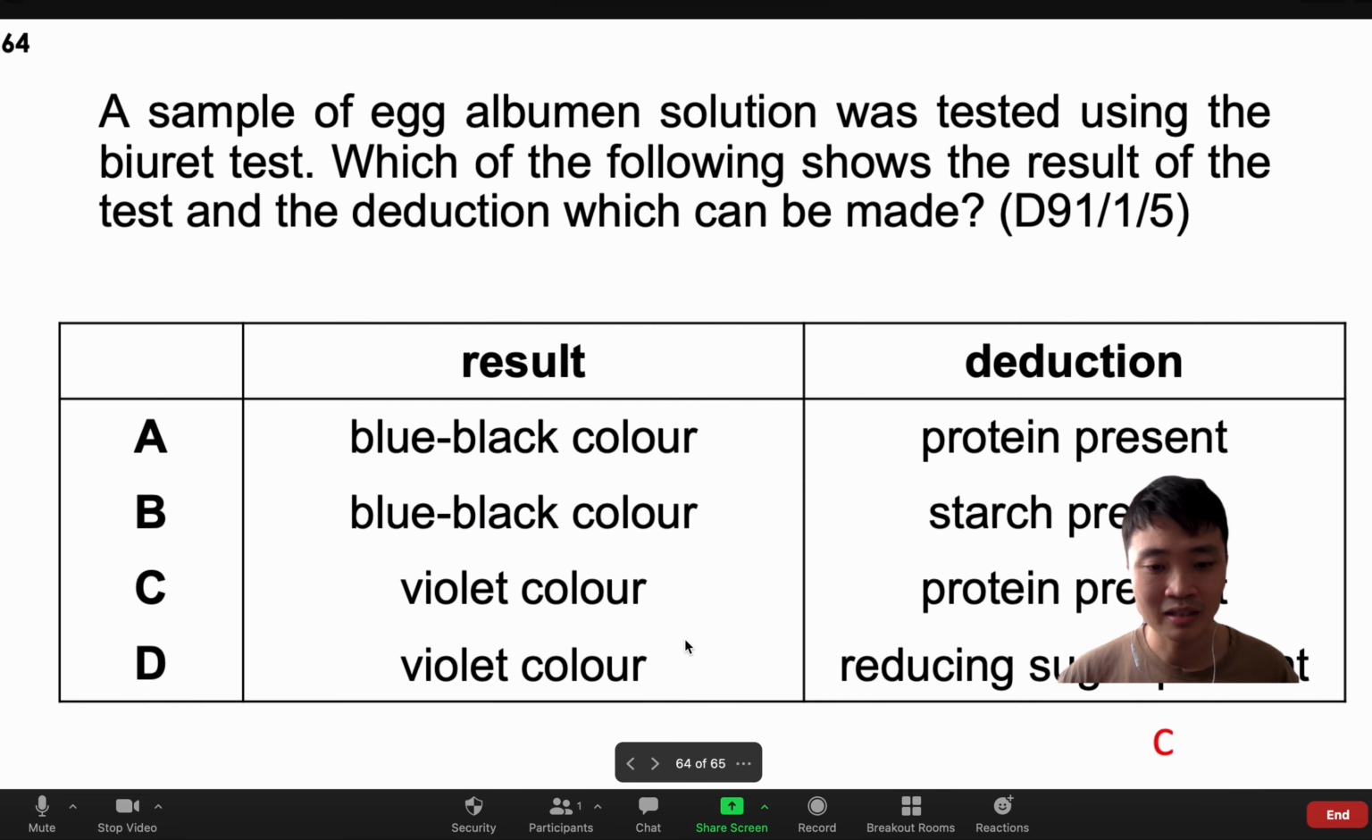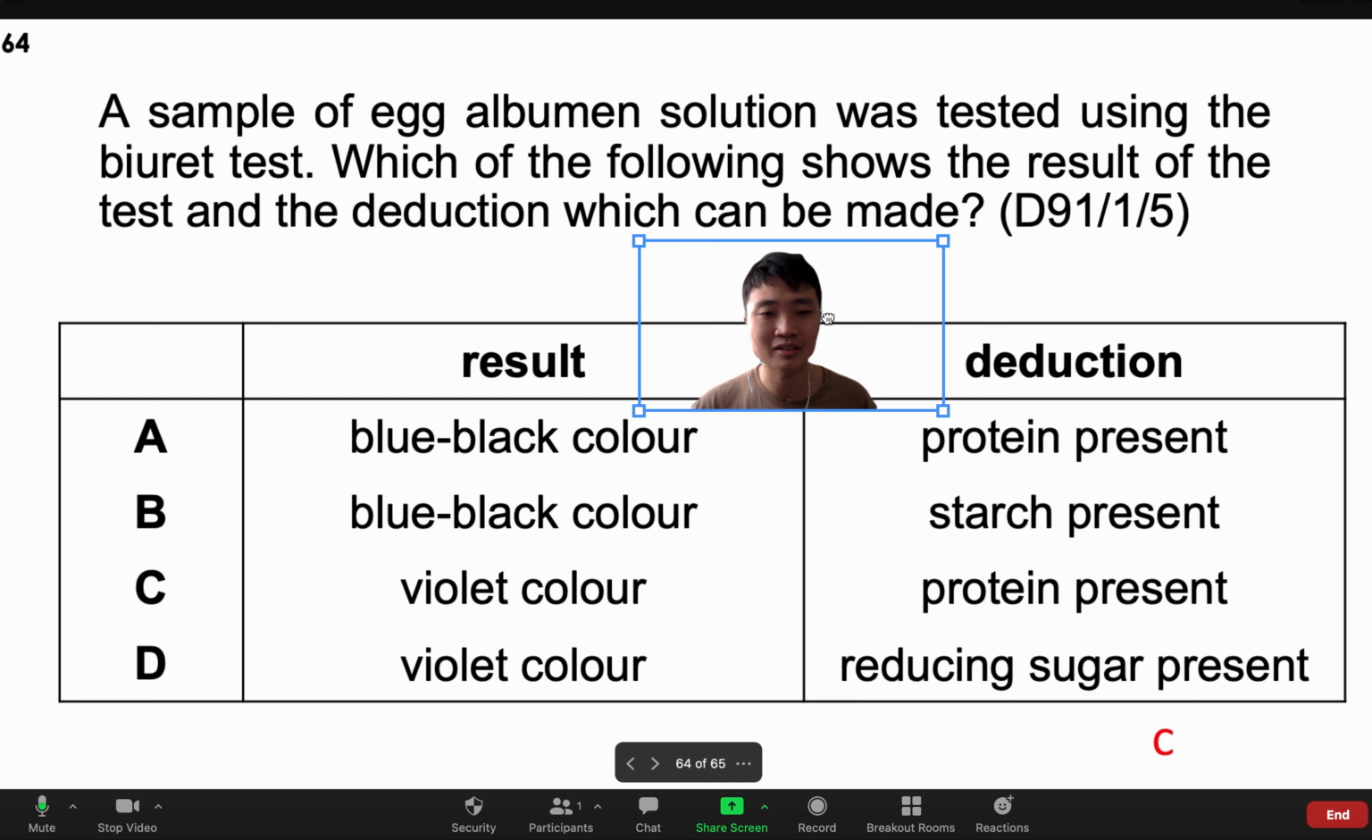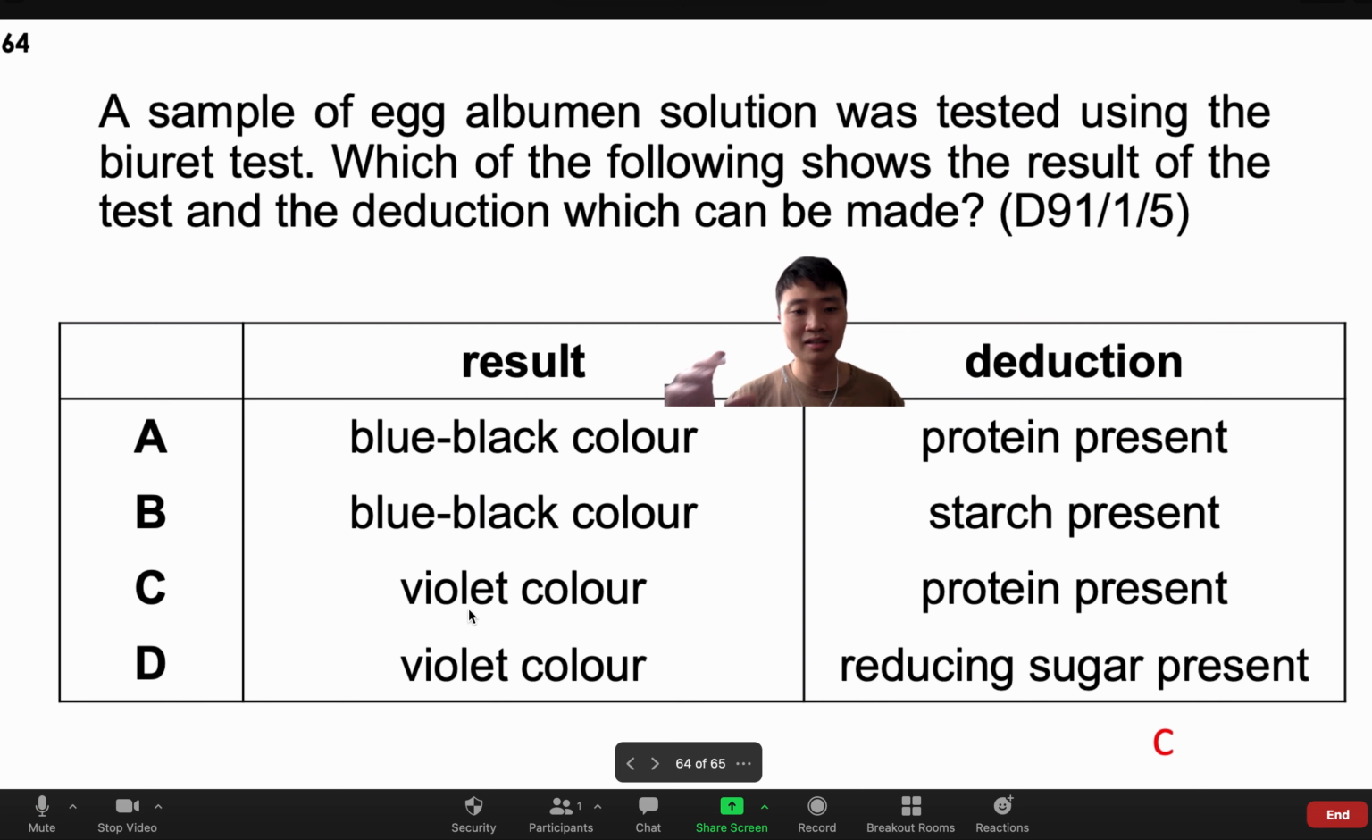Okay, now the answer for question 1. A sample of egg albumin solution was tested using the Biuret test. Which of the following are the results of the test and the deduction that can be made? So the answer will be C, because egg albumin is actually protein, your egg white. So obviously you expect a violet color to deduce that protein is actually present.